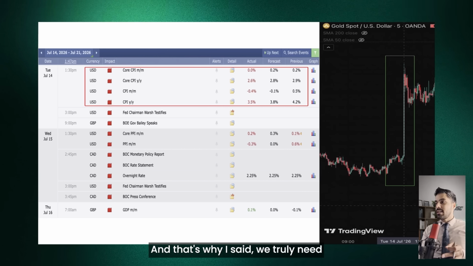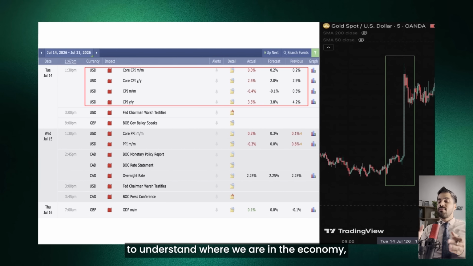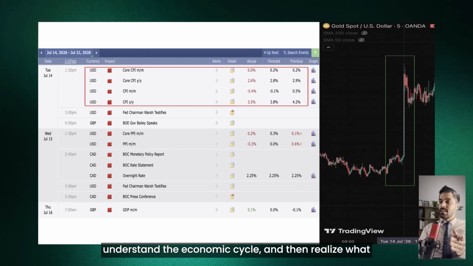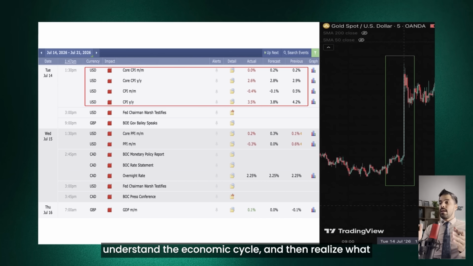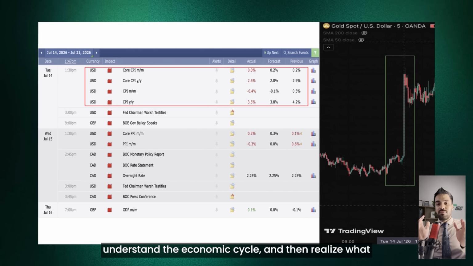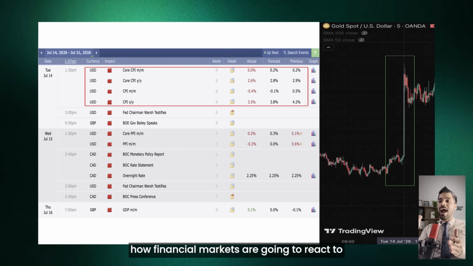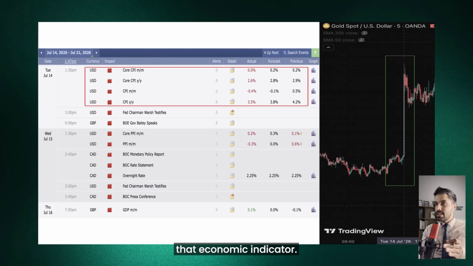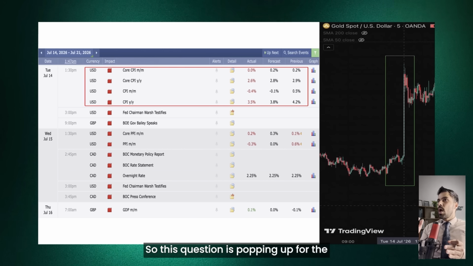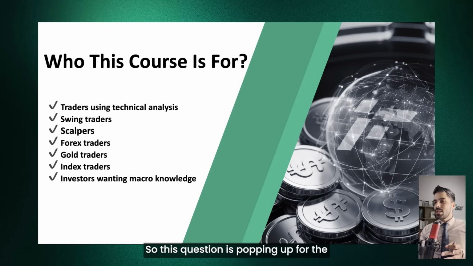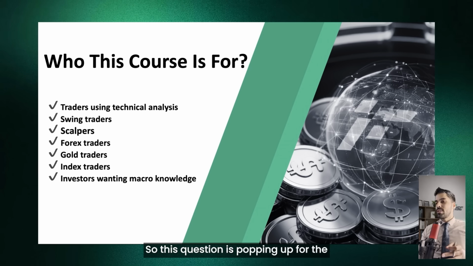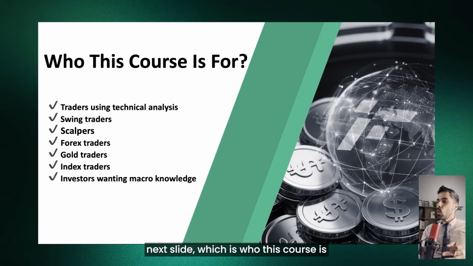And that's why I said we truly need to understand where we are in the economy, understand the economic cycle, and then realize what will be the effect of that data and how financial markets are going to react to that economic indicator.